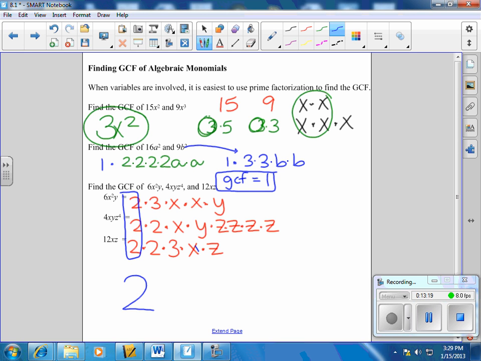All of them have at least 1 x, so we're going to include that. The 6 has more x's, but no one else does. Both the 6 and the 4 have y's, but the 12 doesn't. And then both the 4 and the 12 have z's, but again, the 6 doesn't. So the greatest common factor between those 3 monomials is just 2x. And that's it.